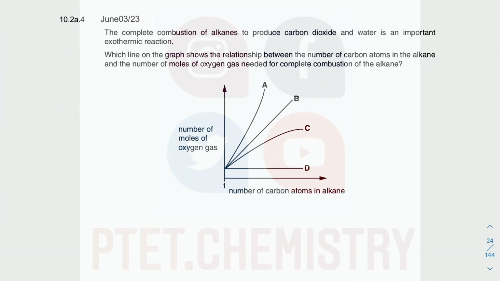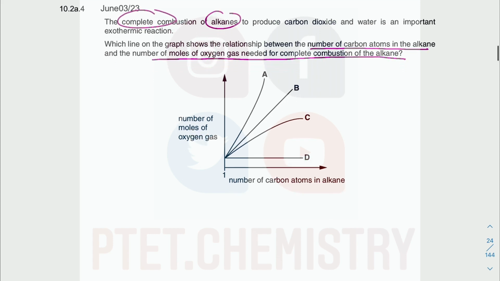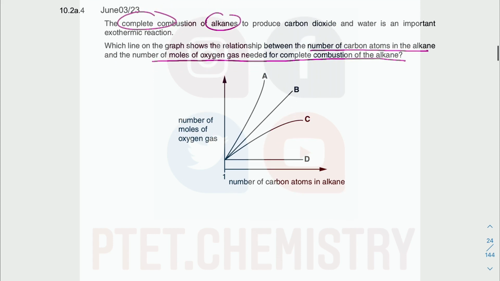So in this question 4, it's basically about the number of carbon atoms in the alkane and the moles of oxygen gas needed for the complete combustion of alkane. Alright, so this is about alkane, this is about complete combustion of alkane. So what we can do is we can write a general equation. So we know CxHy plus O2, hydrocarbon, give you CO2 plus H2O.